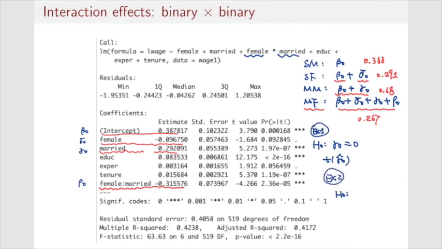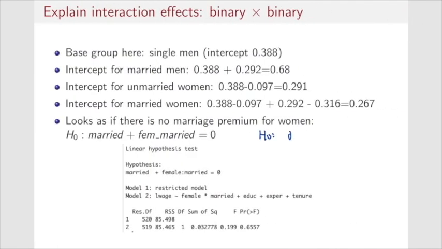Suppose now the null hypothesis is that there is no marriage premium for female, then we need to compare the intercepts for the married female and the single female. So the difference for the coefficients is gamma 0 plus rho 0 equal to 0. Here is the linear hypothesis test in R. The H0 is gamma 0 plus rho 0 equal to 0. The p-value is quite large, so we cannot reject the null hypothesis that there is no marriage premium for female.